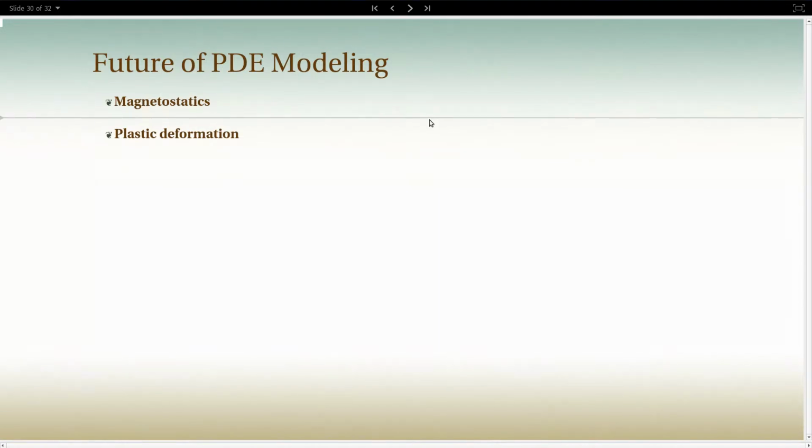So what's the future of PD modeling? So the next thing we're currently working on is magnetostatics. So we'll continue to extend the electromagnetics components with magnetostatics. So magnetostatics for permanent magnets and magnetic fields that involve currents. And the second thing we're working on is plastic deformation. So the von Mises stress, what do you do if something is beyond the yield limit? Then you want to be able to handle a plastic deformation.